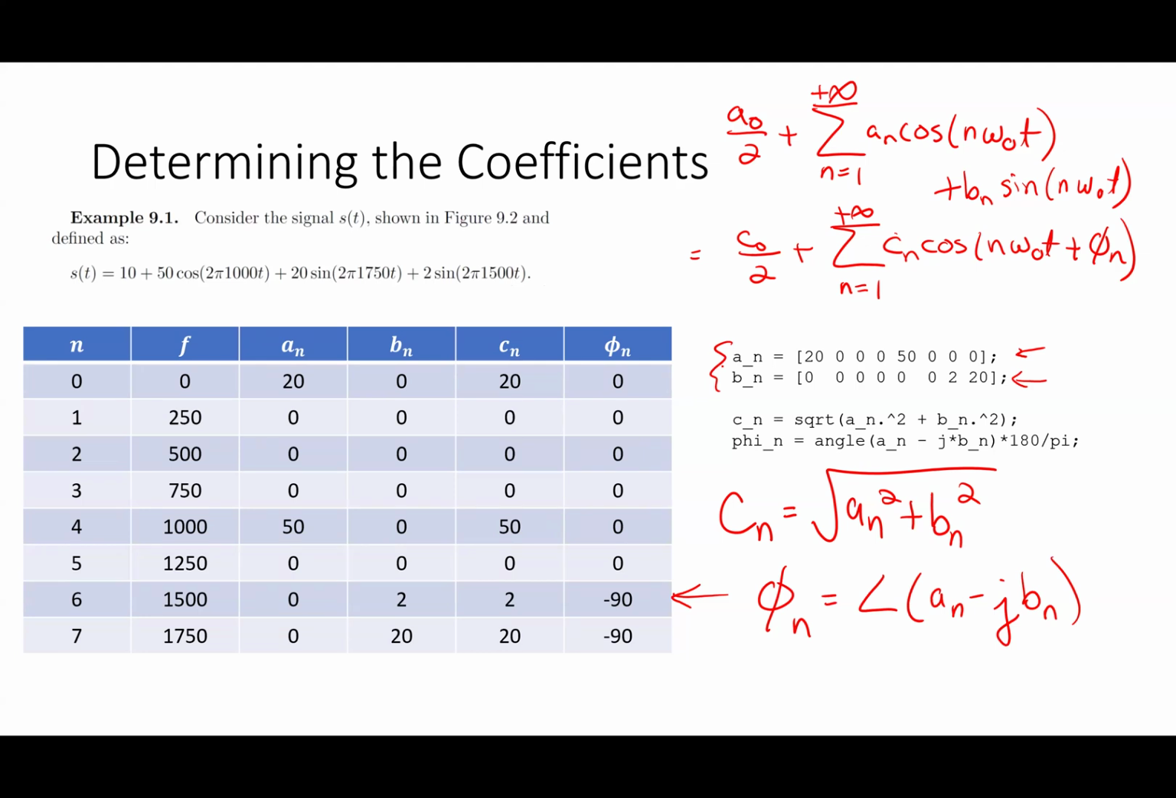So what did I do here? I said Cn equals square root of that. Now, what is that? Why did I do an dot squared, bn dot squared? What did I do here?